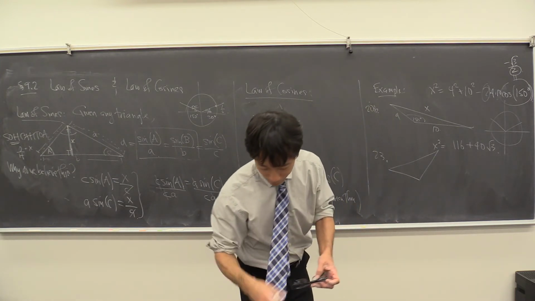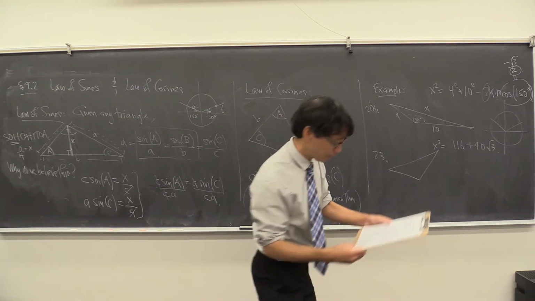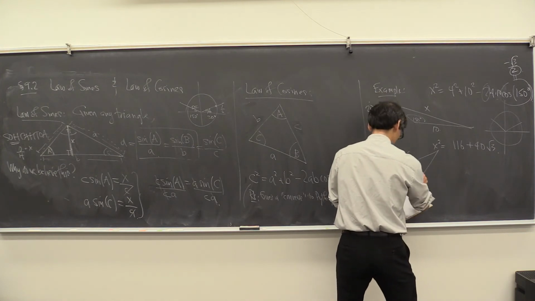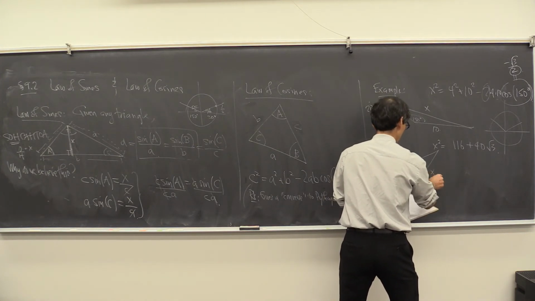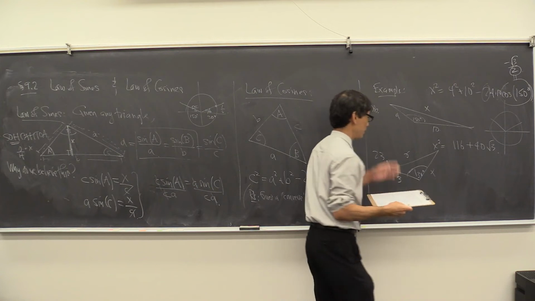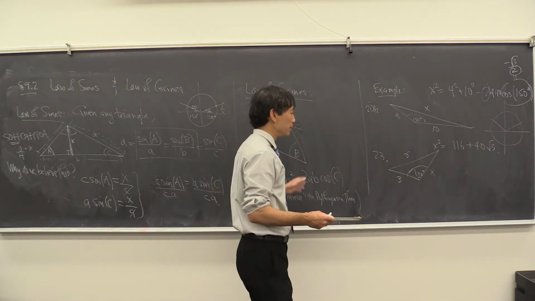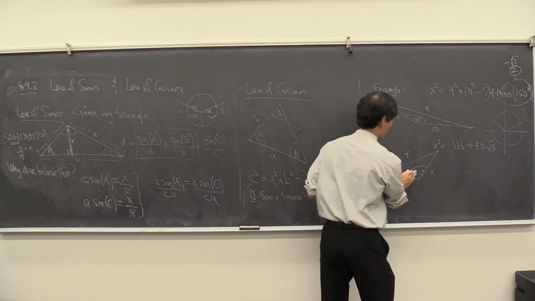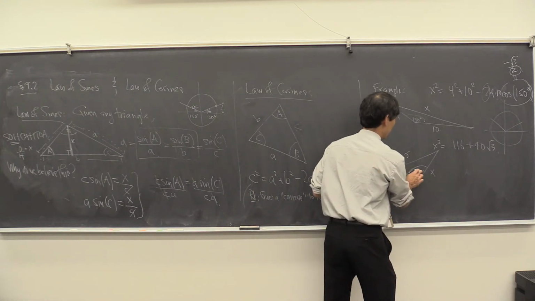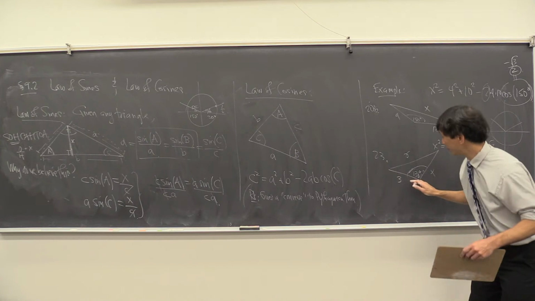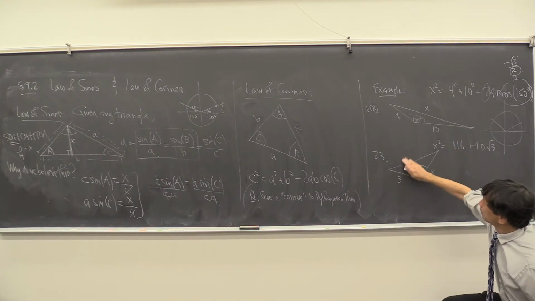Again, can't read it. 130, 6, 3, 130 degrees, and this is x. Okay. Again, this is not the most exciting thing. Right? We have this one angle here, right? And so we know that the one opposite, right?